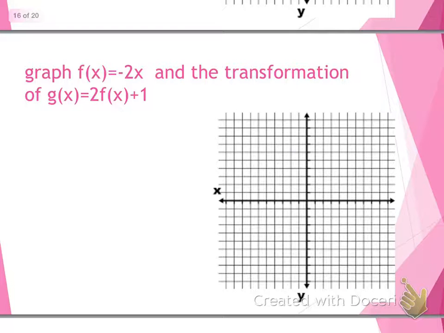Okay, this one, graph the original, so we start at 0, 0, we go down 2 to the right one, down 2 to the right one, down 2 to the right one, up 2 to the left one, up 2 to the left one, up 2 to the left one.